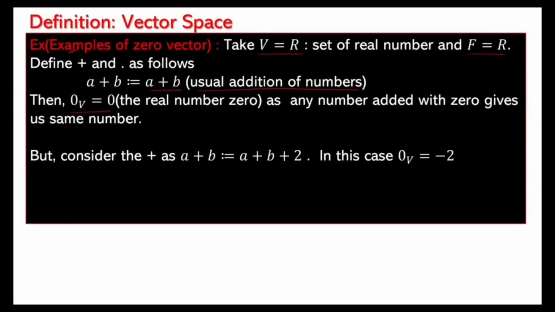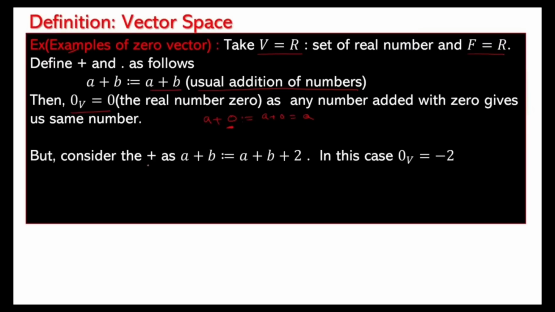Then 0v in this case is equal to the real number 0, as any number if you add it with 0 will give the same number. That means a plus 0, by definition, is equal to a. So this is always true. So this gives you the number 0 as the zero element of this vector space.